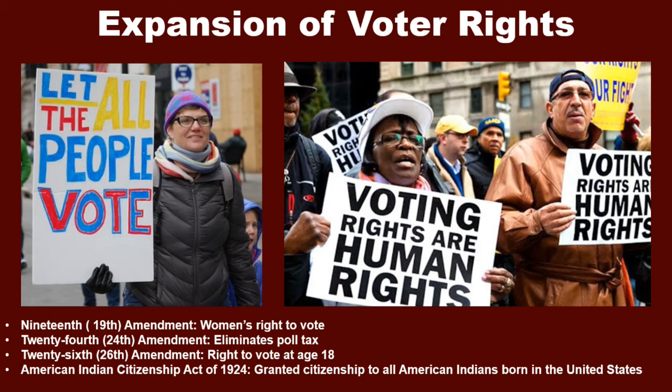So the 19th Amendment, which was passed in 1920, is going to give women their right to vote. Then we're going to have the 24th Amendment, which is going to eliminate the poll tax. The 26th Amendment is going to lower the age to vote from 21 to 18. And then the American Indian Citizenship Act of 1924 granted citizenship to all American Indians born in the United States.